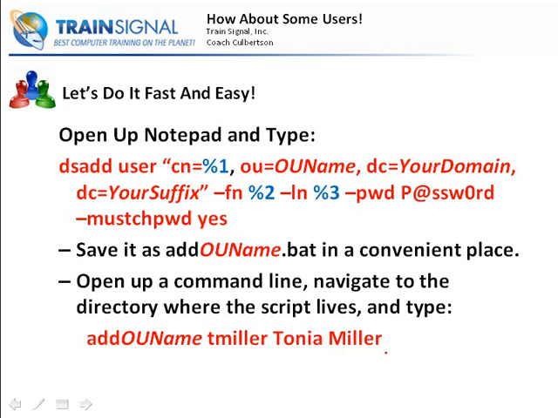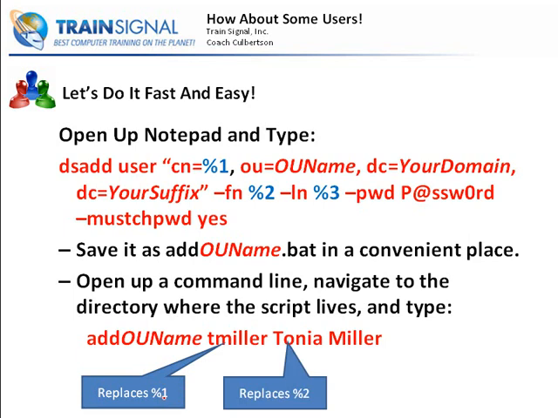Okay. And just as a quick note here, the T. Miller in this little example is going to replace that %1. Tanya is going to replace the %2 for first name. And then Miller is going to replace the %3 for the last name. And that's going to create a user account quickly and easily, a lot faster than right-clicking and going through all those steps. So let's go ahead and move back over to the Vista machine, and let's create this little batch script for our New York users here real quick. It won't take very long, and I think once you see the power of this, you're going to just fall in love with this thing.